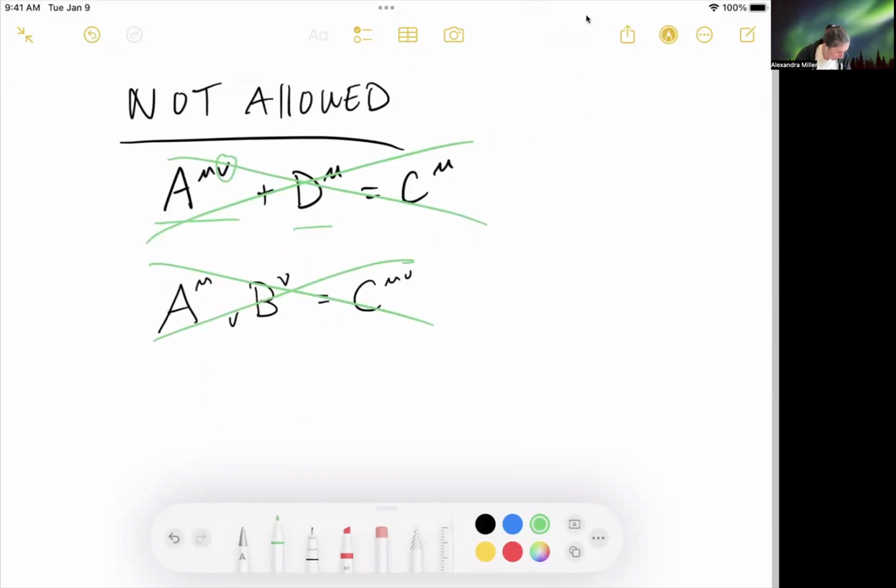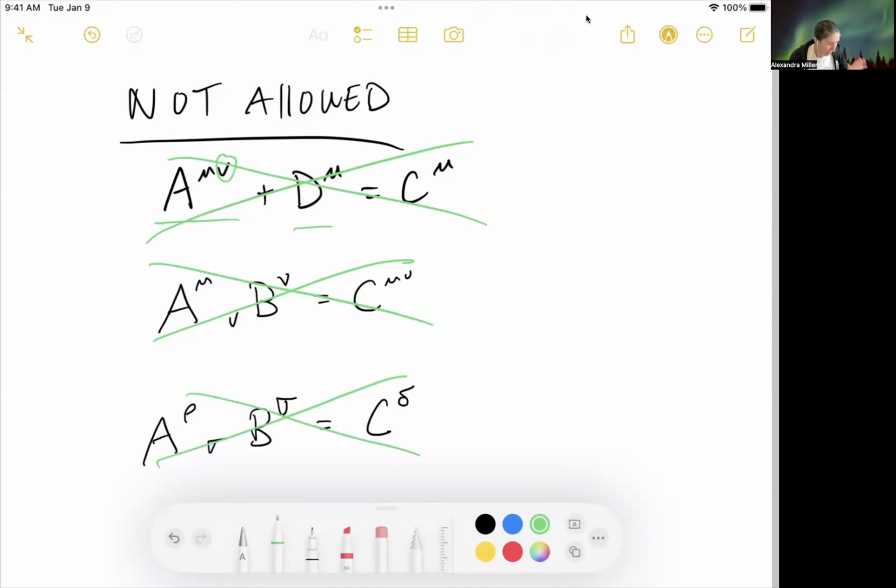All right. Let's just do one more just to make it really clear, hopefully. A rho sigma, B sigma equals C delta. Oh, that's definitely not right, right? Our sigmas are summed over, that's okay. But then we have a rho on one side and a delta on the other side. So that's not going to be okay. If we change that delta to a rho, then this would be okay. But as it's written, it's not allowed. So that's what I mean when I say all free indices must match.